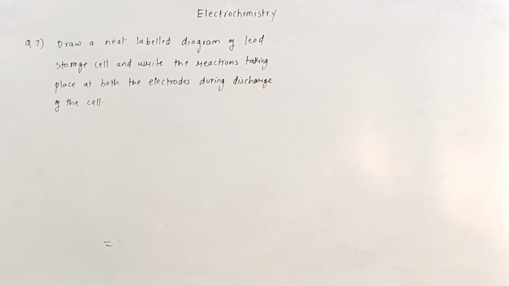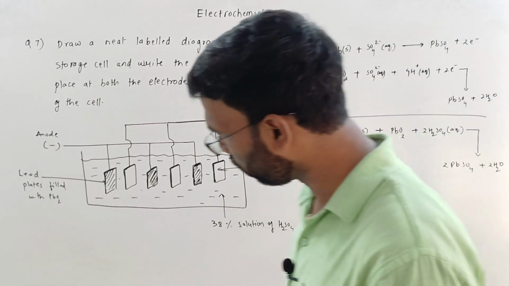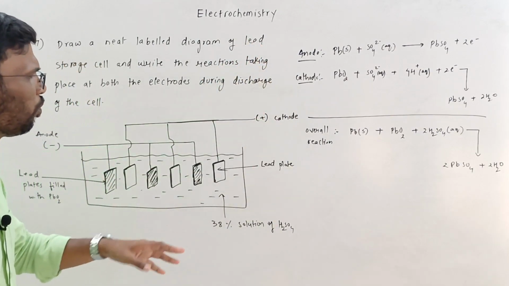So here is the next question. Draw a neat labeled diagram of a lead storage cell and write the reactions taking place at both the electrodes during the discharge of the cell. So I'll show you the diagram, what diagram you have to draw. So this is the whole setup. This is the diagram which you have to draw over here, and these are the anode reaction and cathode reaction, which you have to learn by heart.